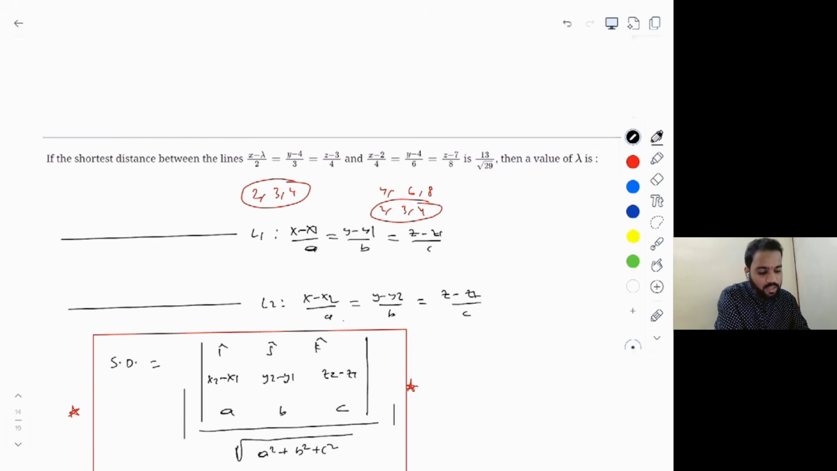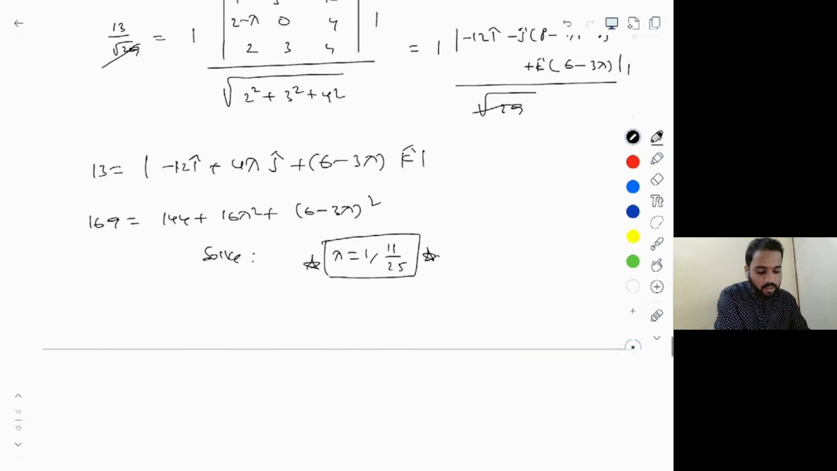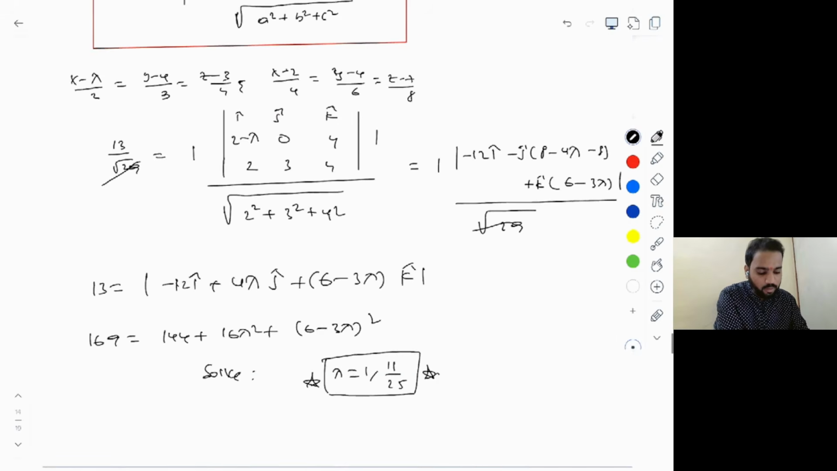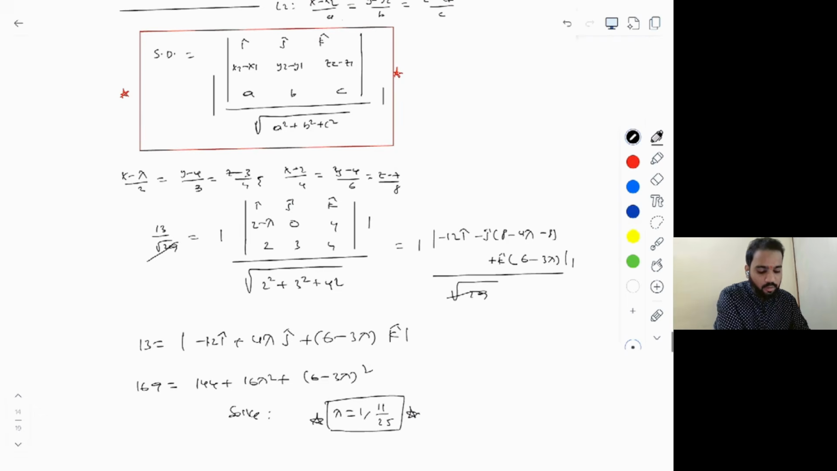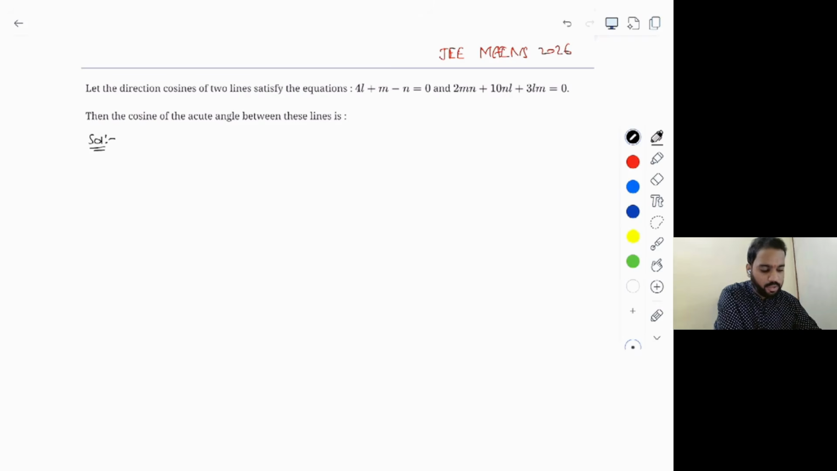So because they are asking for one of the values of lambda, whatever is in the option, you can mark it accordingly. Okay, as you can see, if you know this formula, it won't take much time to solve this question. So try to be very careful and concentrate on this. Okay, let's take the next question.